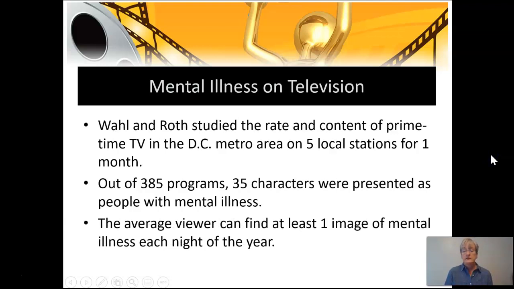Wall argues that, based on findings like this, the average person who spends time in front of a screen consuming TV shows or full-length films is going to see at least one character with a mental illness every time they watch. Again, if you're a comm student, or someone interested in film and television, you could conduct this kind of research, either formally or informally, and find out. It's an empirical question.